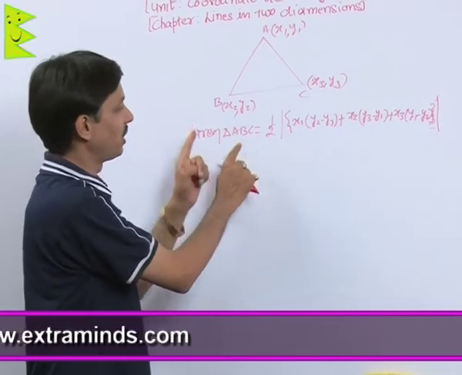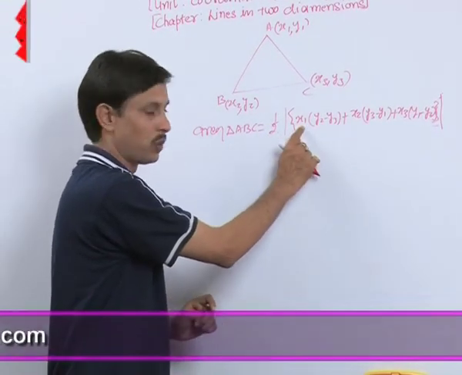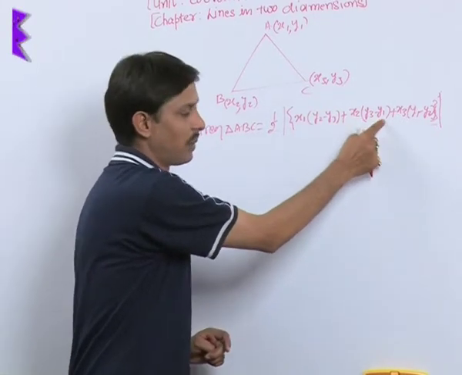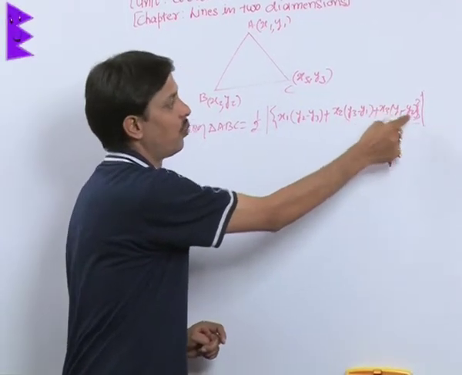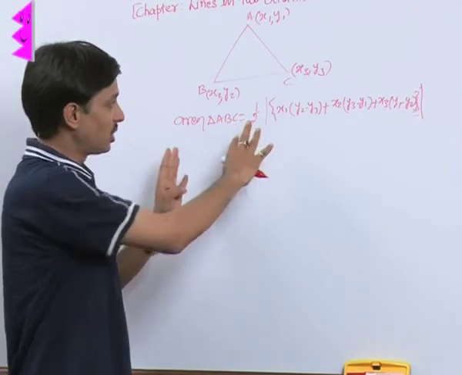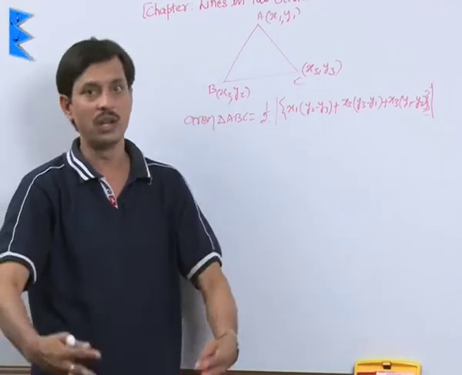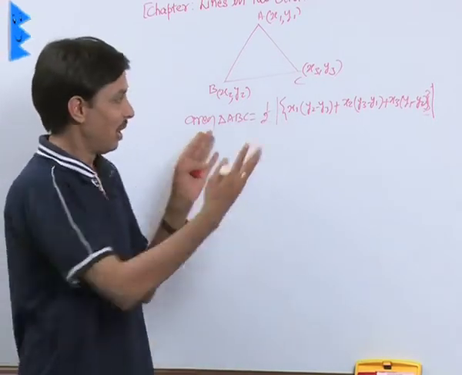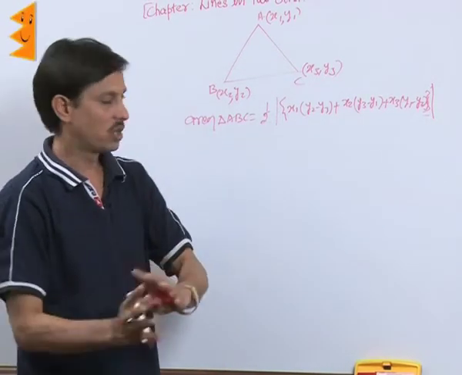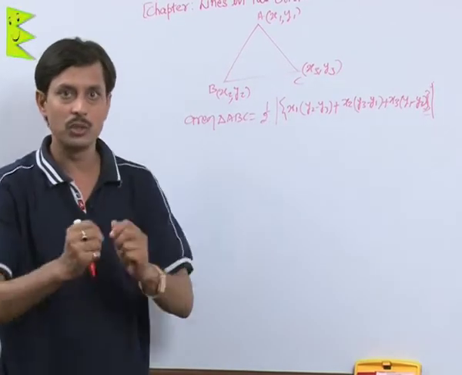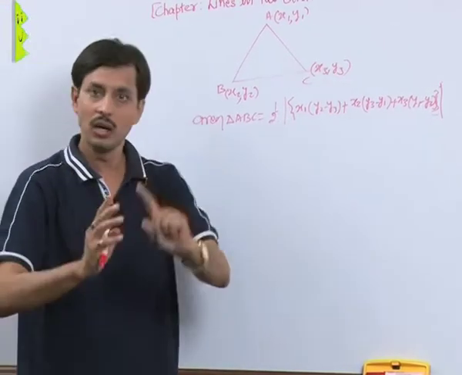The formula for calculating the area of the triangle is half of x1, then inside y2 minus y3, plus x2, then y3 minus y1, then plus x3, y1 minus y2. This is the direct formula for calculating the area of a triangle or quadrilateral or pentagon. First of all, what more use does it have? If the area of any triangle comes 0, it means the points are collinear.